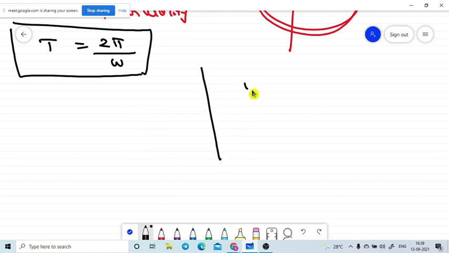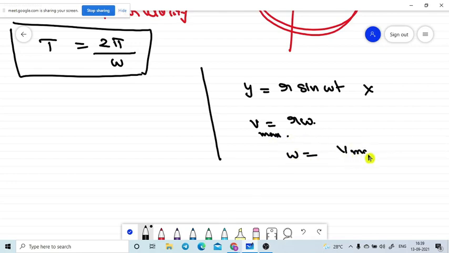Displacement formula: y is equal to r sin omega t. We cannot do this one. Velocity of the particle is equal to r omega. Only I am taking a special case. V maximum is equal to r omega. Then omega is equal to V maximum divided by r. Okay?